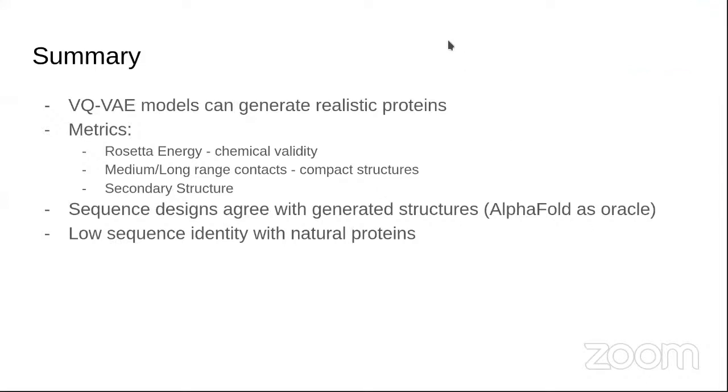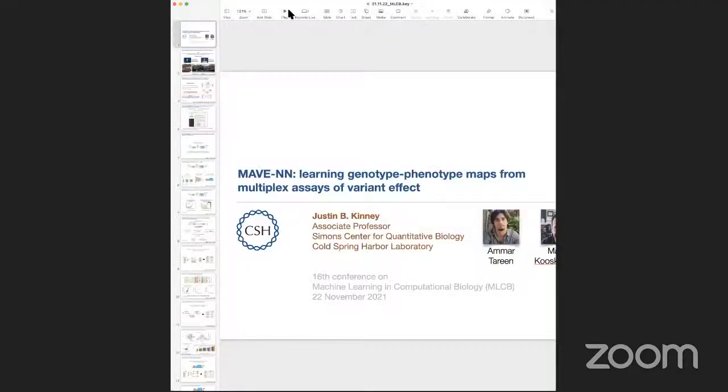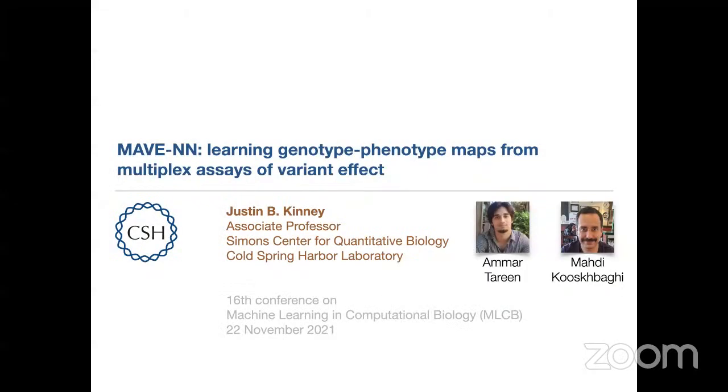Great. Okay. I think that's a good time to move on. Thank you again for the talk. So next up, we have Justin Keeney from Cold Spring Harbor Labs, who will be talking about MAVE-NN, learning genotype-phenotype maps from multiplex assays of variant effect. So we can see your slides, Justin, all yours.